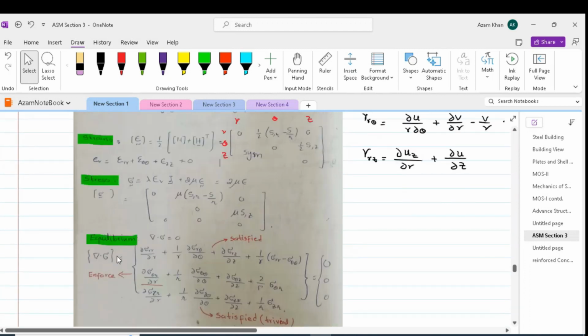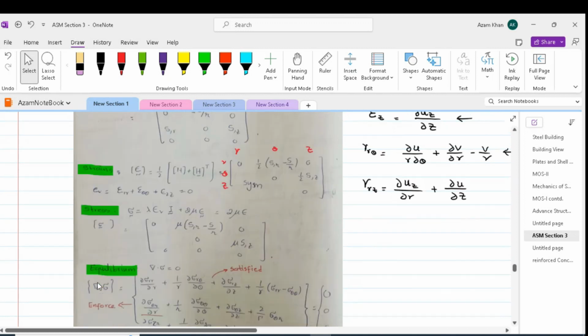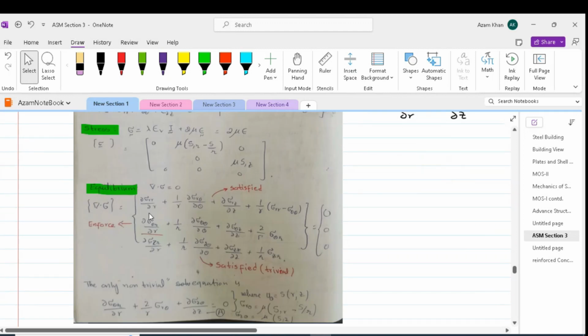Now we can apply the equilibrium equation. So first of all, we started off from displacement, found the strains, from strains we found the stress, and now we are trying to apply the equilibrium equation. We know that we have got three equilibrium equations. The first equation is automatically satisfied if we plug the same component of stresses as derived.